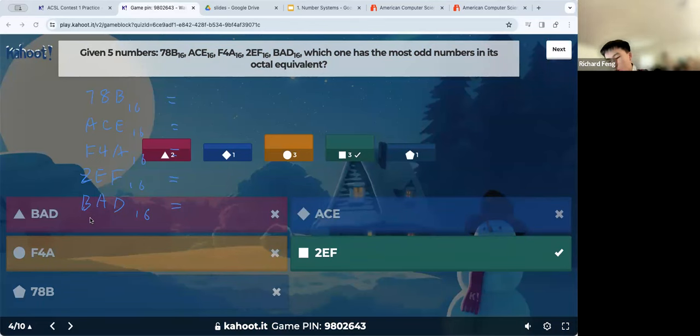So B is the same thing as 11, and 11 is 1011 in base 2. 8 is the same thing as 1000, and 7 is the same thing as 111. So 78B is the same thing as 11110001011 in base 2. And then to convert this from base 2 to base 8, we will regroup it into groups of 3.